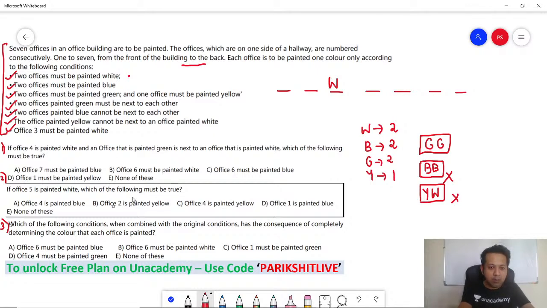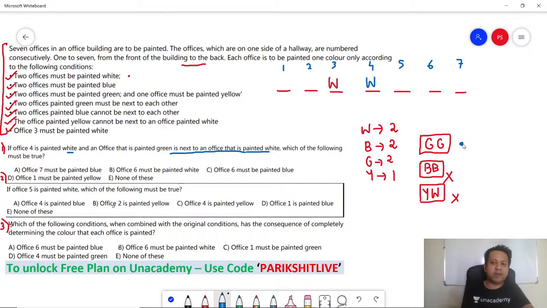Number one. If office 4 is painted white. Remember, this is office 1, 2, 3, 4, 5, 6, 7. Office 4 is painted white. So this is white. And an office that is painted green is next to an office that is painted white. And you remember both the green colors are together.